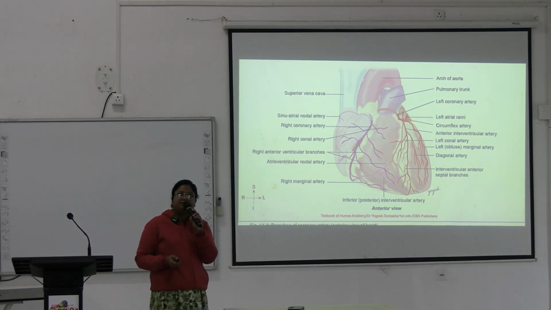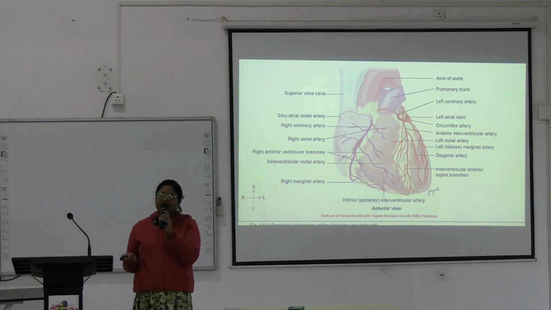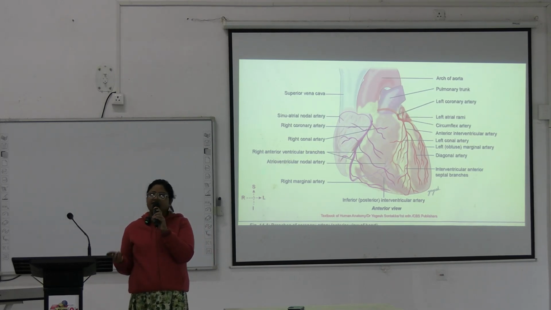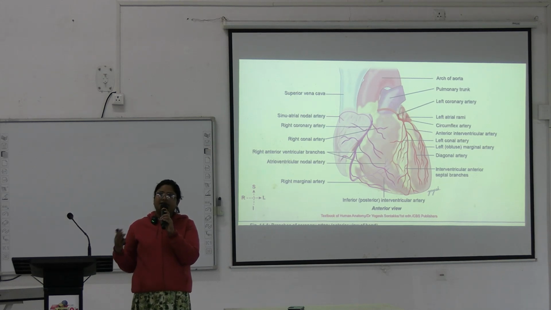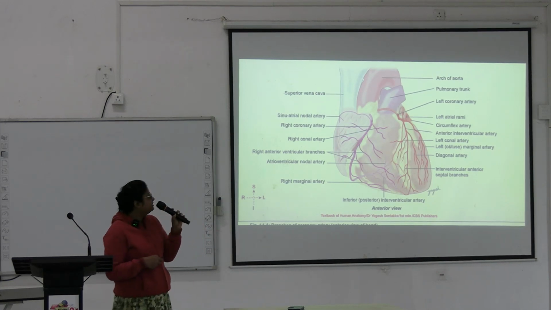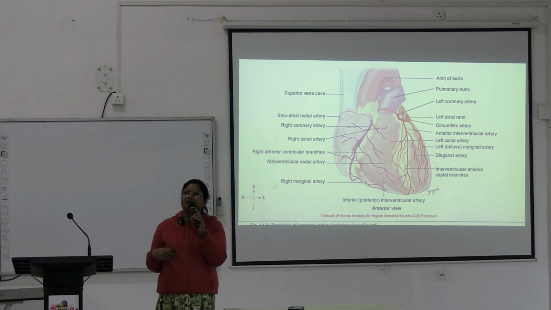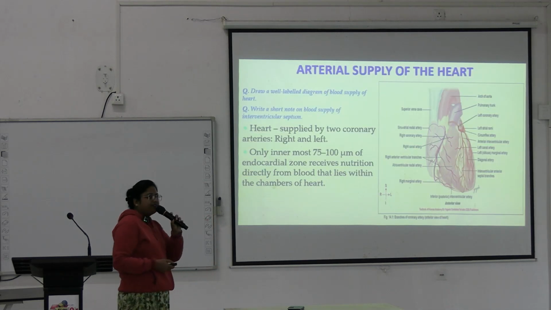They arise from the ascending aorta just above the aortic valve, from the aortic sinuses. The aortic valve has three leaflets, so just above the leaflets there is some dilatation in the wall of the ascending aorta. This dilated portion is known as the aortic sinus, and the right and left coronary arteries arise from the aortic sinuses.